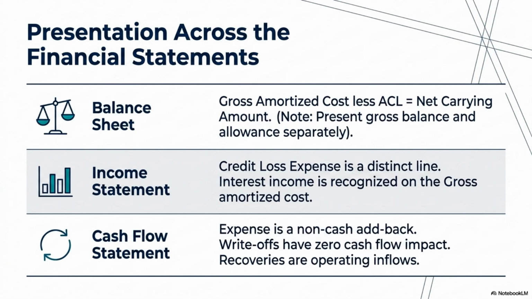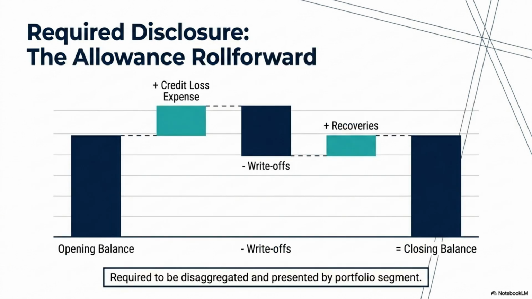On the cash flow statement under the indirect method, credit loss expense is a non-cash item, so you add it back in the operating section. Write-offs have zero cash flow impact. Recoveries are operating inflows. One of the most important required disclosures is the allowance roll forward. It shows, by portfolio segment, how the allowance balance moved during the period. The formula is straightforward. Opening balance plus credit loss expense minus write-offs plus recoveries equals closing balance.